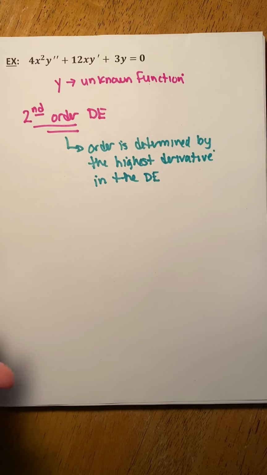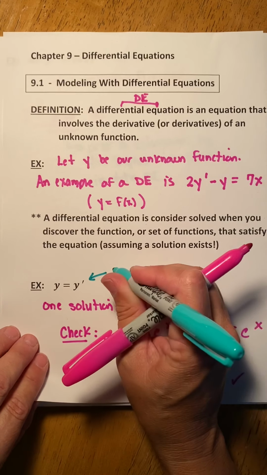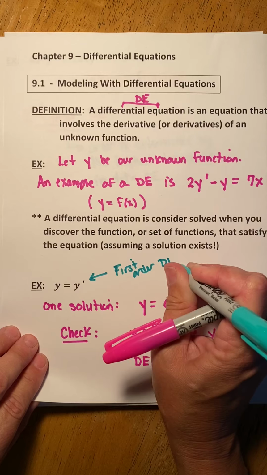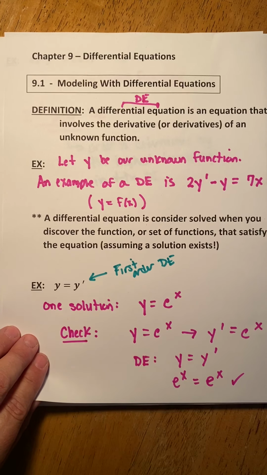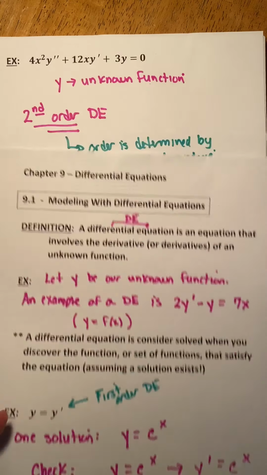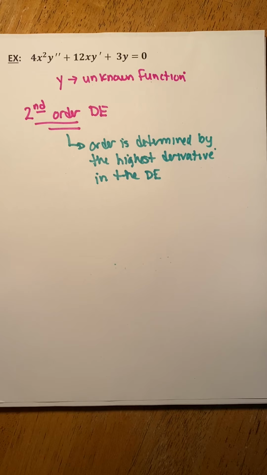So if we just backpedal a minute to this very first example, this would be a first order differential equation because y equals y prime, we're only taking the first derivative, so it's a first order differential equation. The highest derivative in this example is y double prime, so this is a second order differential equation.